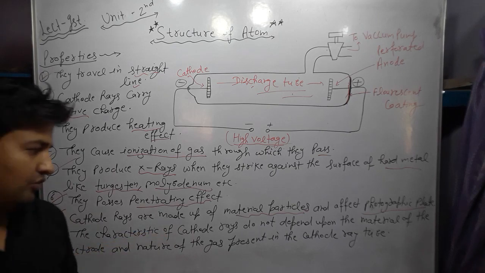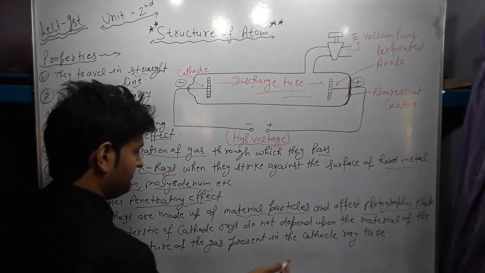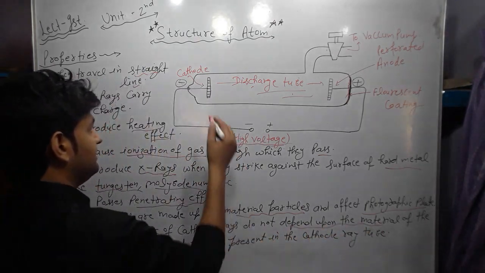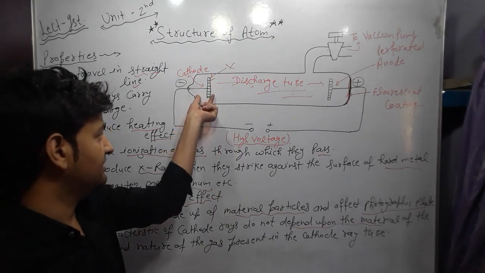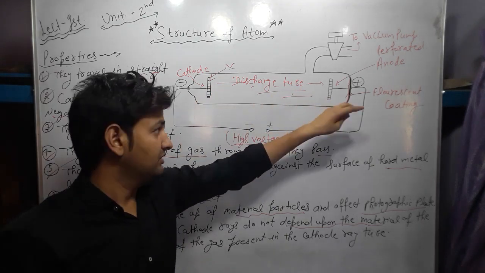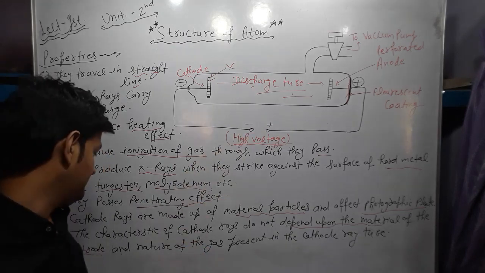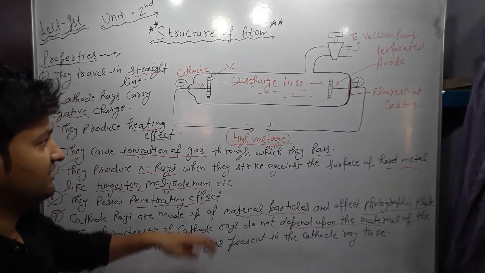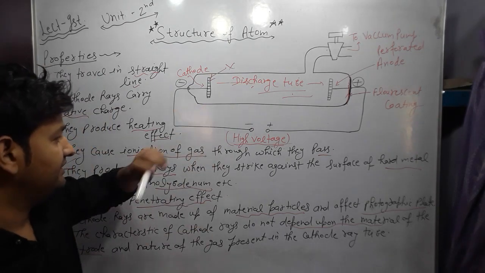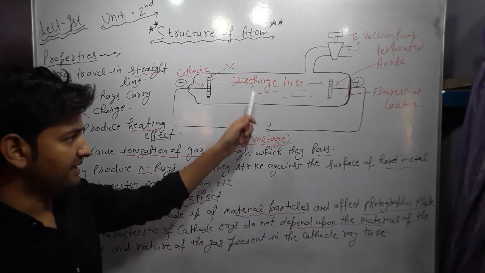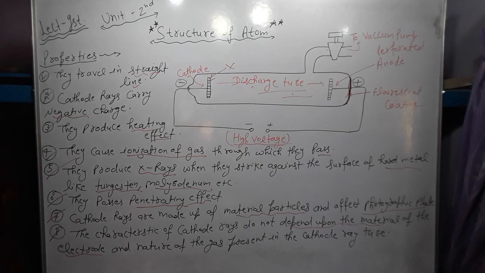The characteristics of cathode rays do not depend upon the material of the electrode. It is important. MCQ में question आ सकता है. They do not depend upon the material of the electrodes. These are the electrodes, cathode and anode. Whichever material is taken, these characteristics do not depend upon it, and nor on the nature of the gas present in the tube. These are the main characteristics. It means cathode rays do not depend upon the electrode material or the gas present. So all these are the properties of cathode rays.